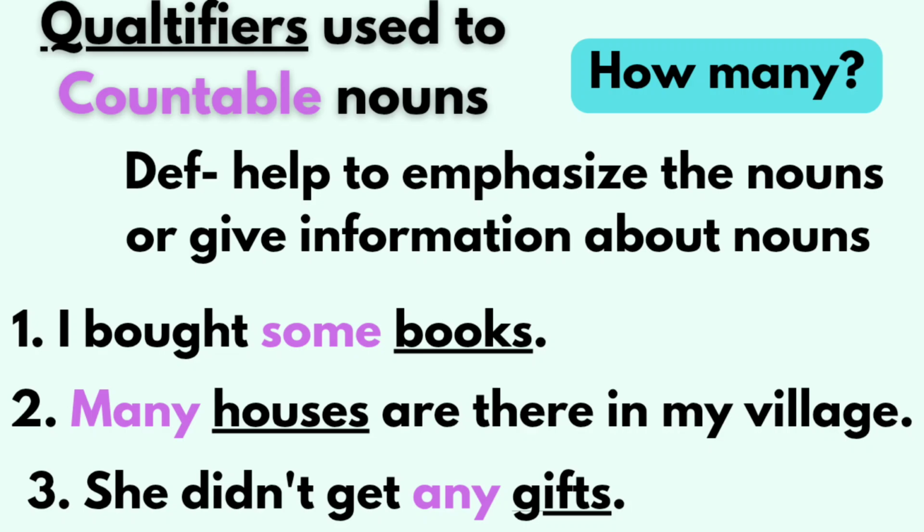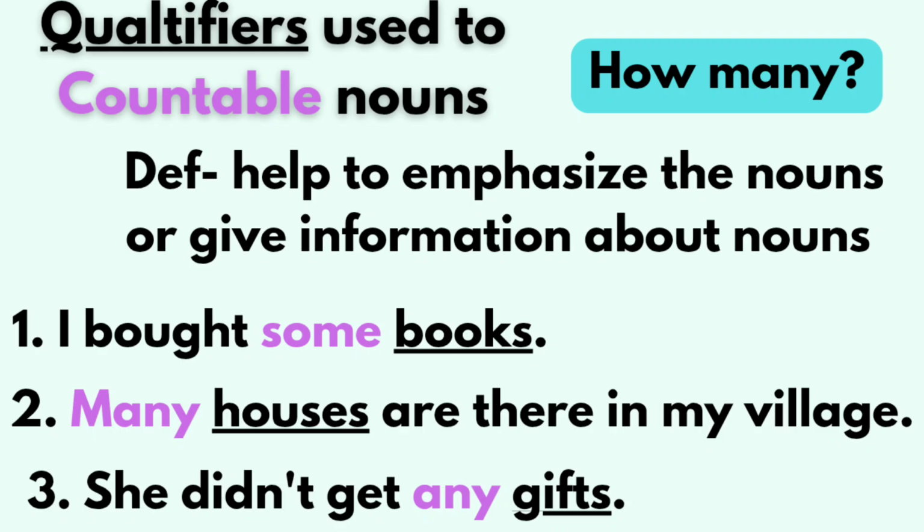And there are some quantifiers that are used both for uncountable and countable nouns. I'll make a separate video on that, okay? I hope these three examples are clear, right? Some, many, any, these are quantifiers. And books, houses, gifts, these are plural countable nouns. You cannot say some book, many house, right? So after some, many, we have to use a plural countable noun.